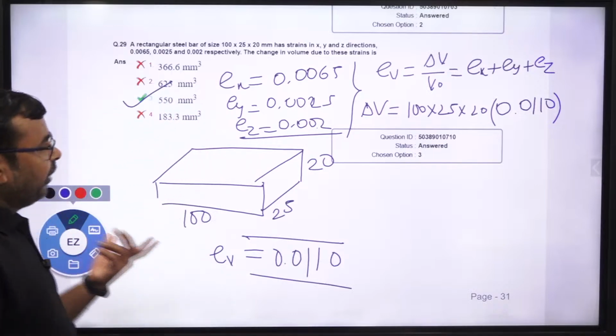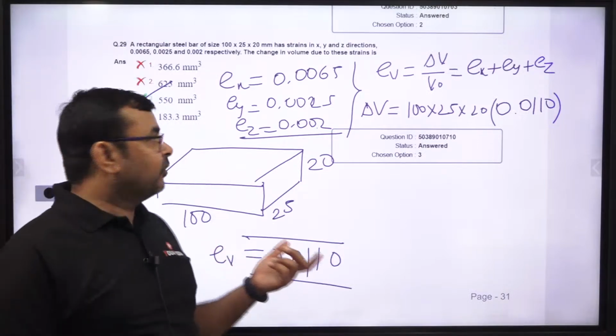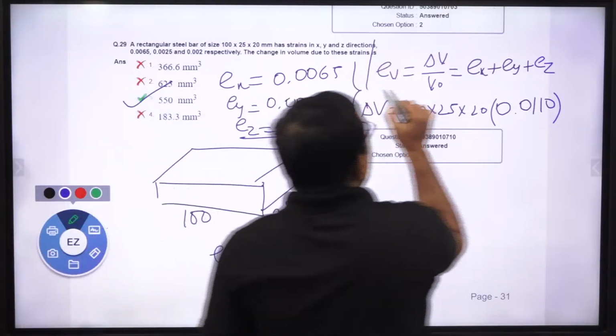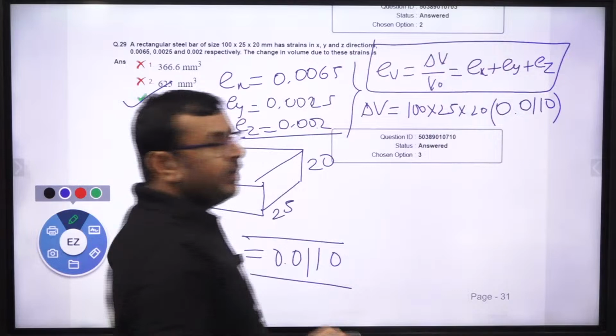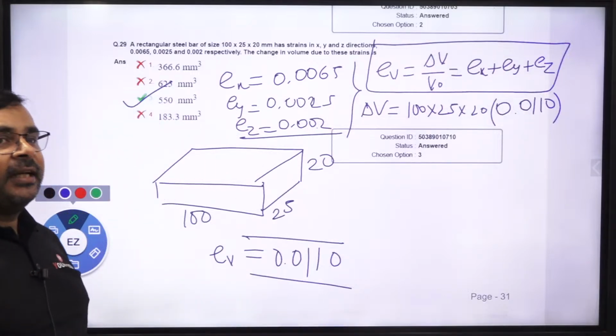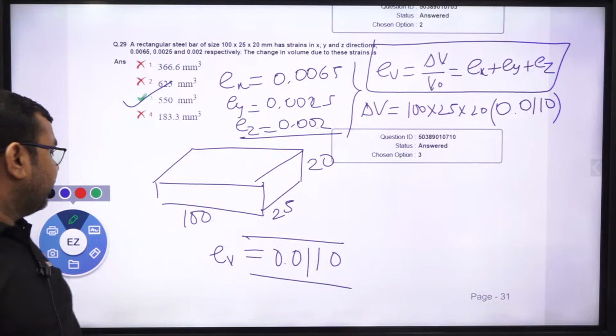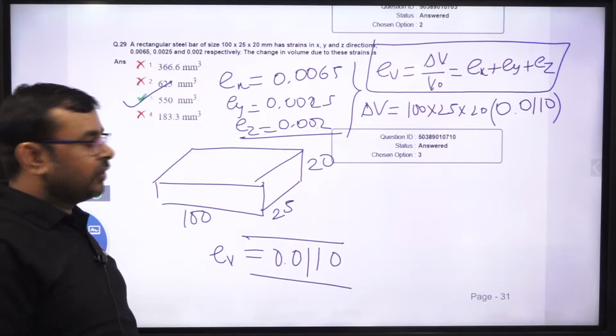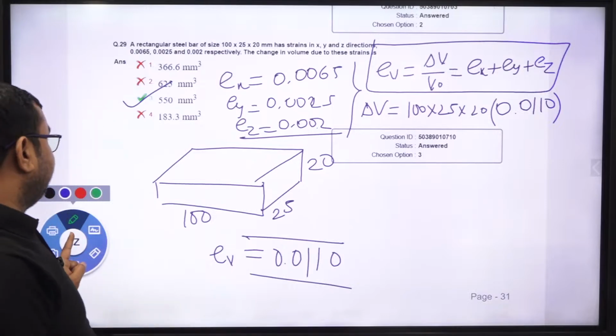So are you getting how I am solving this question? The key point is this: the volumetric strain is the algebraic sum of all the strains induced along x, y, and z direction. Is it clear? X, y, and z direction. This is called volumetric strain. Yes or no?